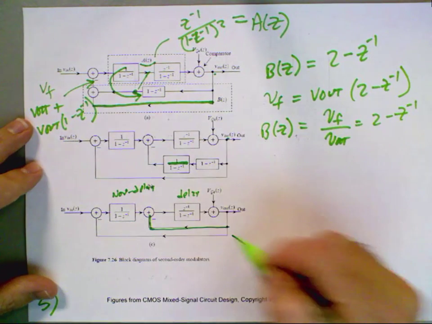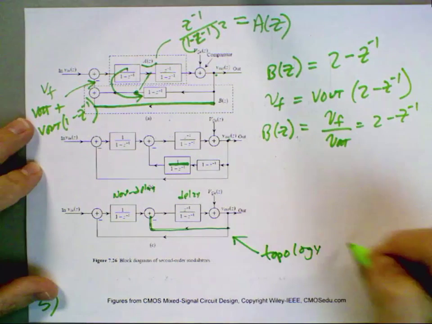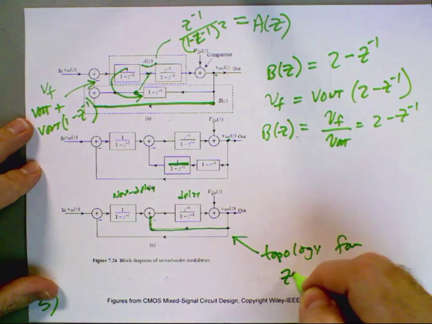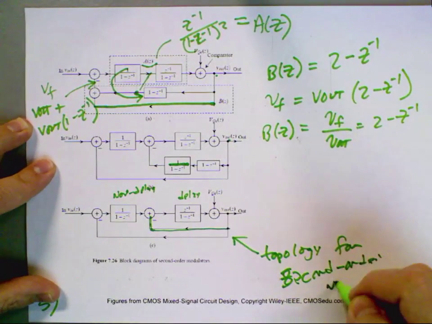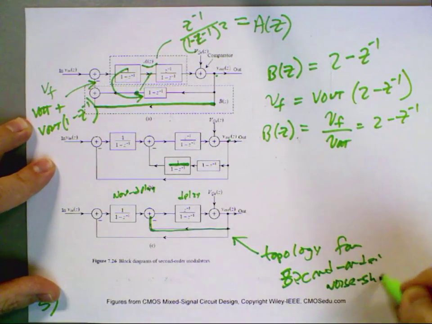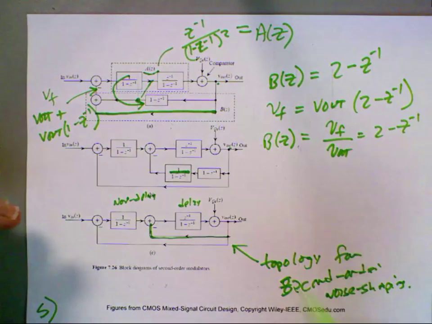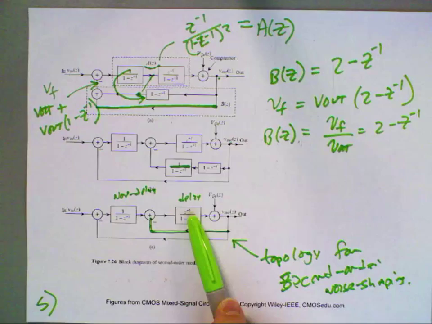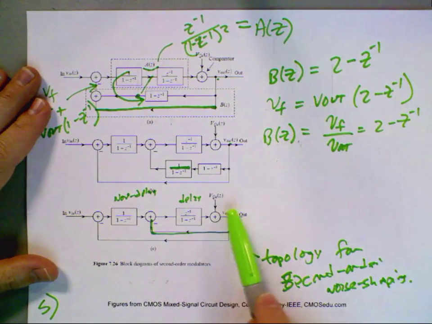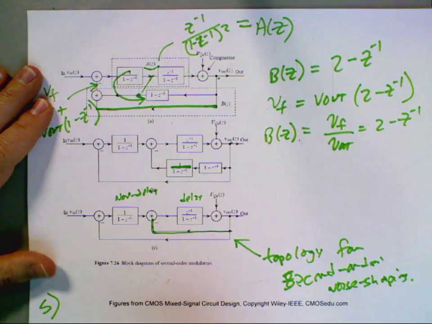Okay, so this is my topology for second order noise shaping. And I'll show you implementation in a moment. But basically, the output's fed back to the input of a delaying integrator and back to the input of a non-delaying integrator. Any questions?